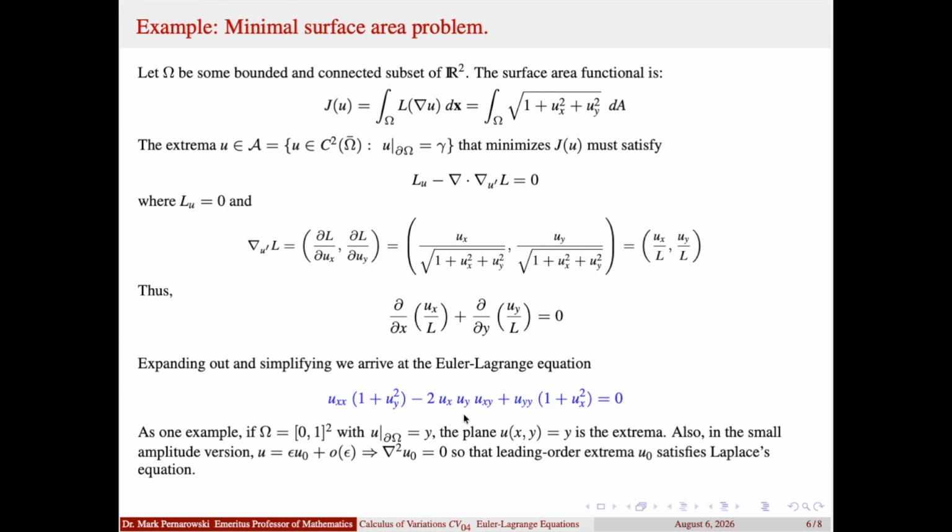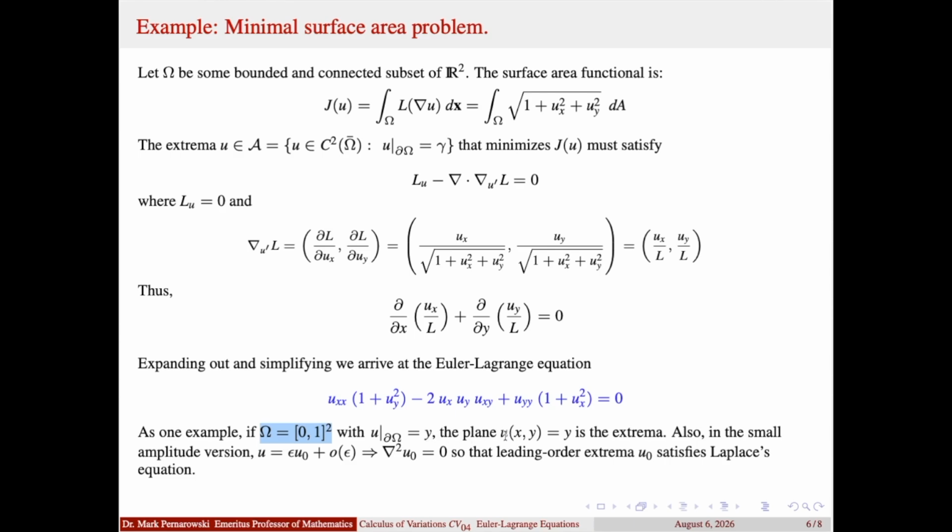I could get some examples that would work, and the simplest one I'm just going to present here really quickly is that let's pretend that the domain of integration is the unit square. So the domain is going to be the unit square in R2. And on the boundary, I'm going to prescribe the value of u on that unit square to be whatever y is on it.